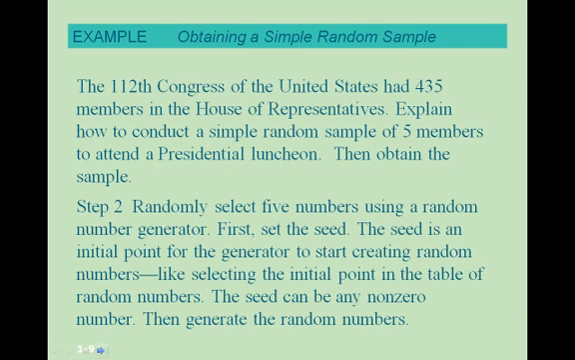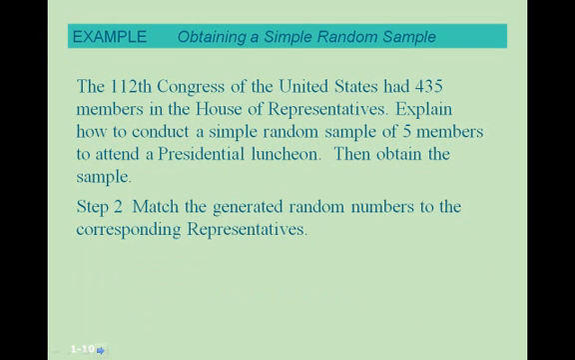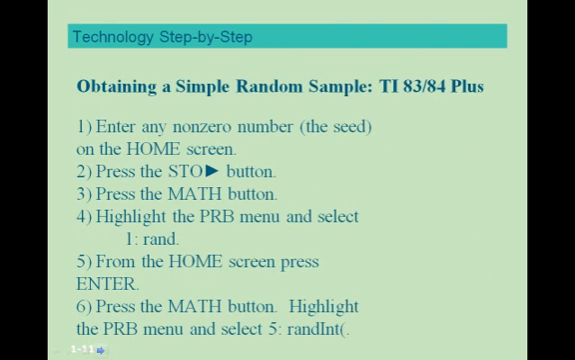So first set the seed. The seed is an initial point for the generator to start creating random numbers, like selecting the initial point in the table of random numbers. The seed can be any non-zero number. We will then generate the random numbers. And step 3 is to match the generated random numbers to the corresponding representatives. So here we have those steps written out for us. We're going to look at step by step how to do this on the TI-83 calculator.